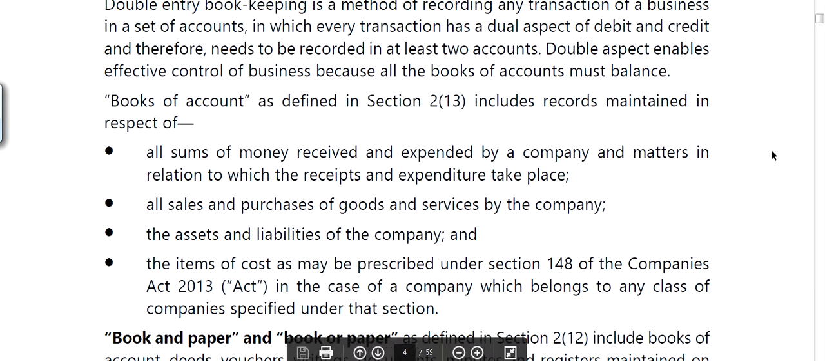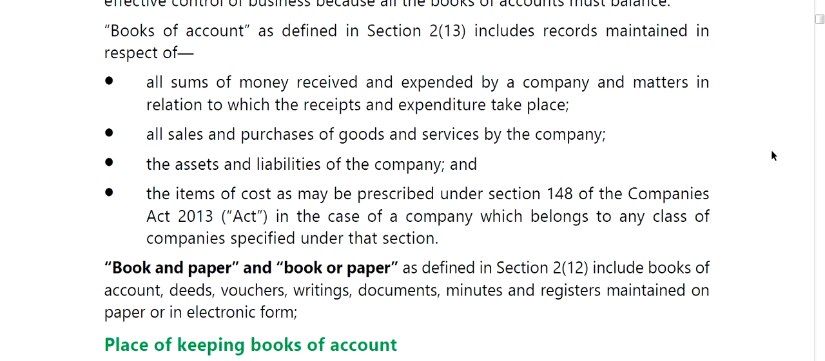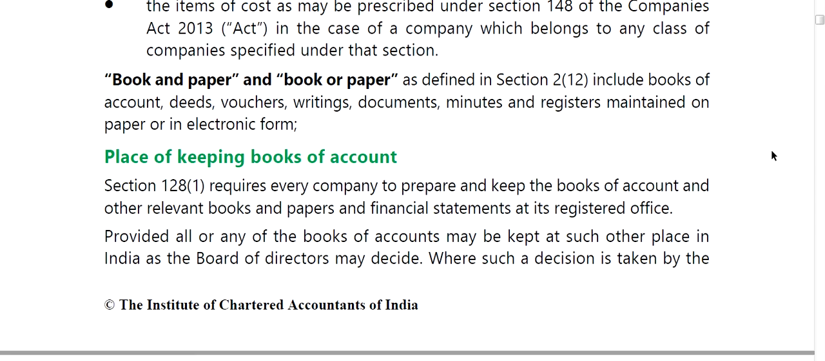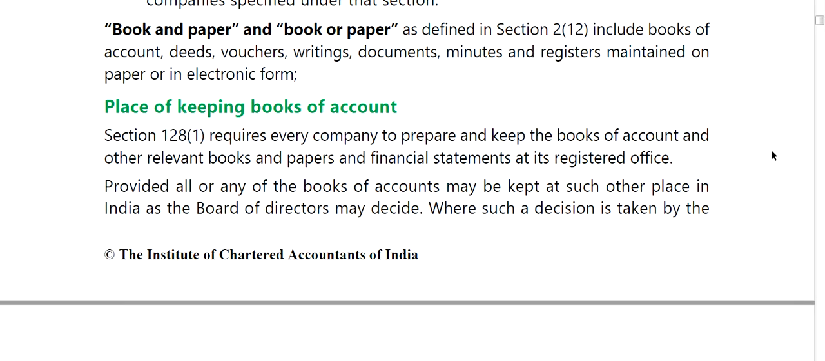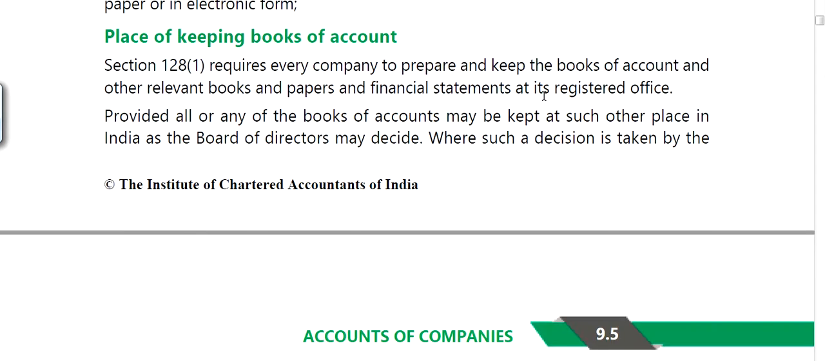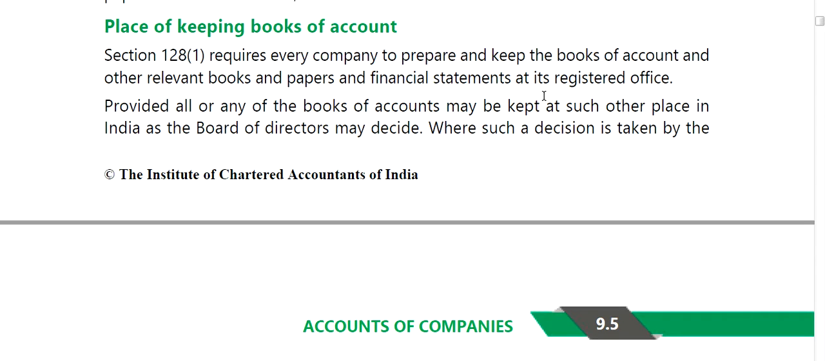The Act explains the meaning of books of account, that is book and paper. It includes accounts, deeds, vouchers, writing, documents, minutes, registers maintained on paper or in electronic form. Next comes place of keeping books of account. Section 128 subsection 1 requires every company to prepare and keep the books of account and other relevant books and papers and financial statement at the registered office, provided all or any of the books of accounts may be kept at such other place in India as the board of directors may decide.